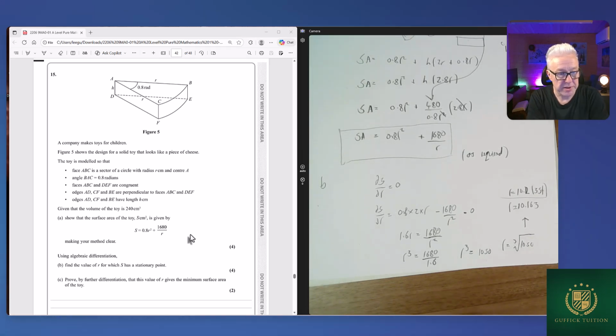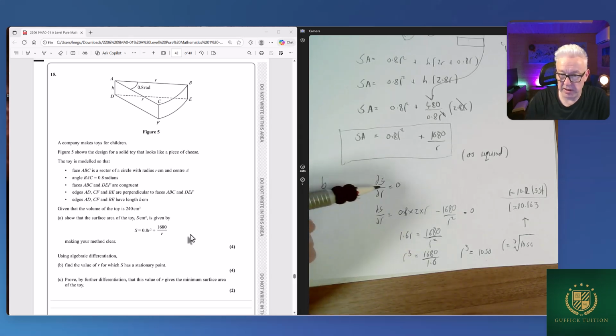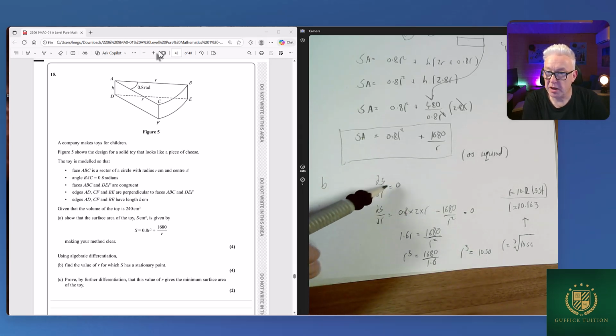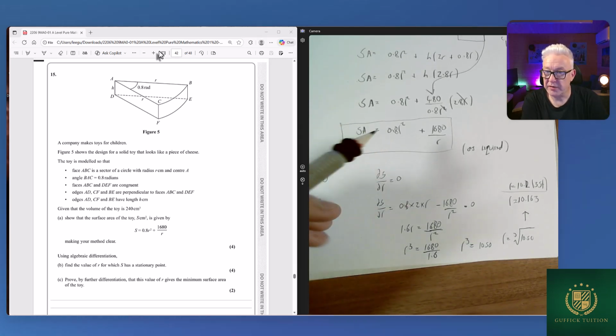Right, now part B. It says, use algebraic differentiation to find the radius for which S has a stationary point. So basically we just need to find what the maximum surface area is going to be. So we need to differentiate our expression, set it equal to 0, which you can see here, dS/dr equals 0.